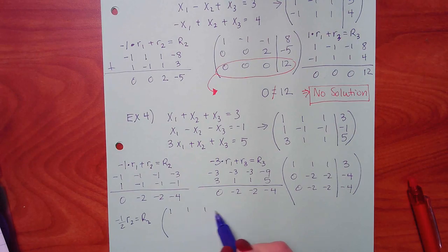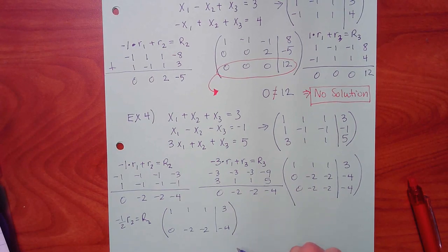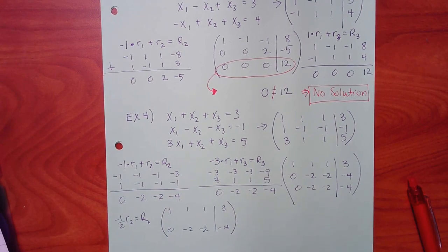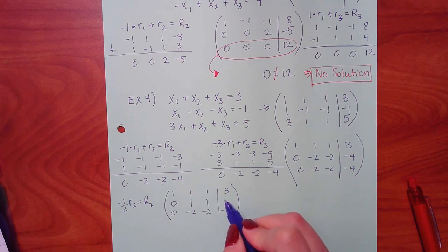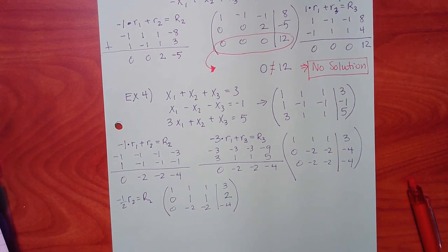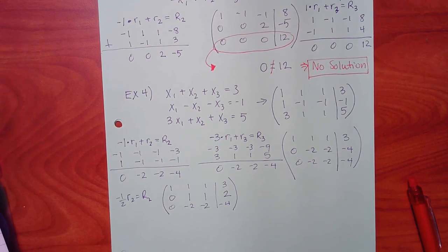So I'm going to rewrite the other rows because I'm only changing that guy to a 1. 0 times -1/2 is still 0. This will become positive 1, so will this, and then this will become a positive 2. Negative 4 times negative 1 half is going to be a positive 2. We have to keep going.